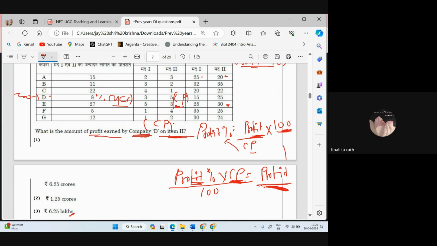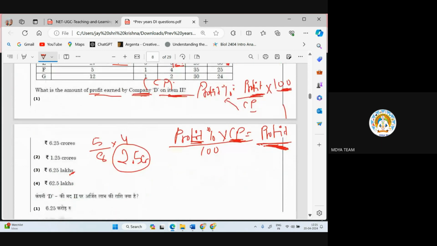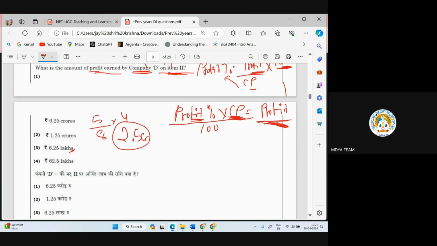Now, out of this 4 crore, company D is using it for production of item 1 and item 2, and the ratio was 3:5. It means 5 parts of the ratio company D was using on item 2 and 3 parts of the ratio on production of item 1. So for item 2, just write 5 upon 8 into 4. It will be around 2.5 crore. We got our cost price of production of item 2.